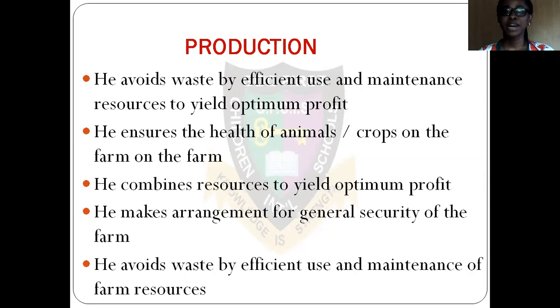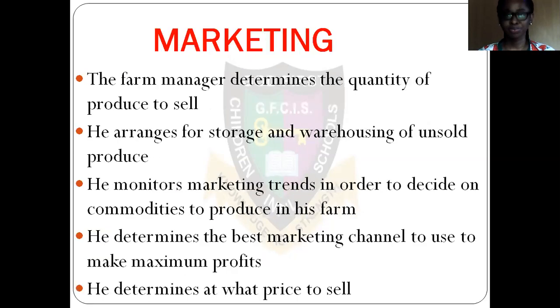Three, he combines the available resources to yield optimum profit. Four, he makes arrangements for the general security of the farm. The next one, he avoids waste by efficient use and maintenance of farm resources.